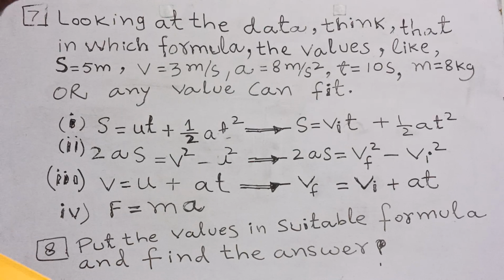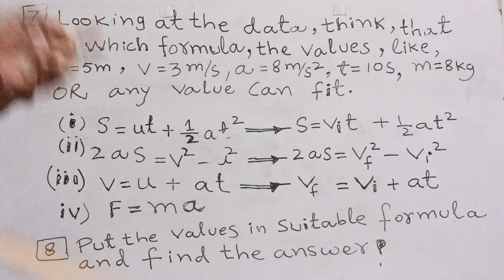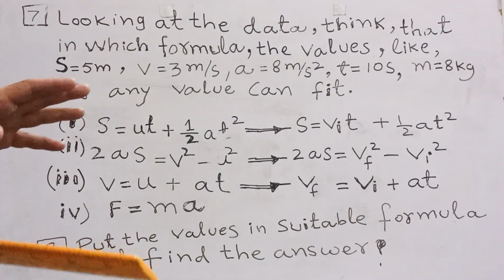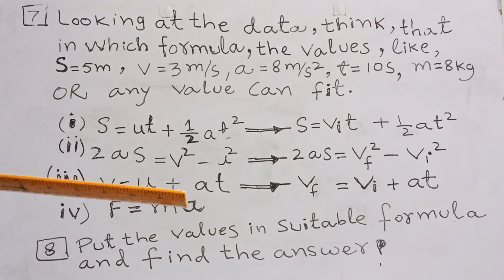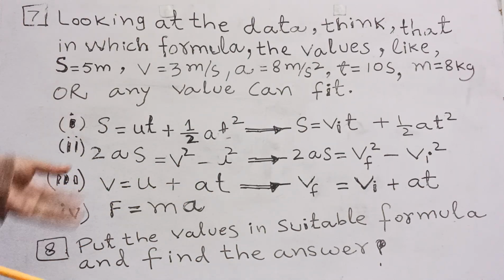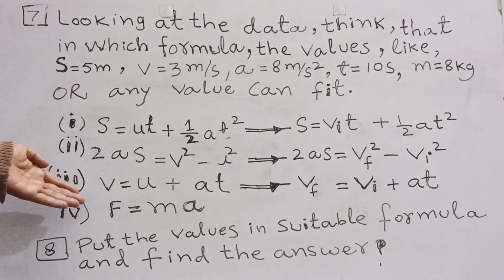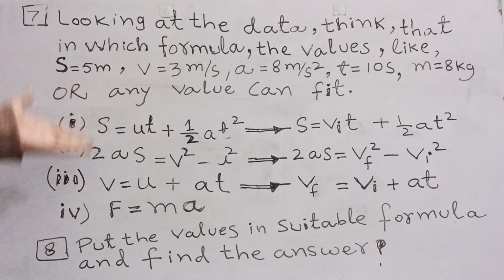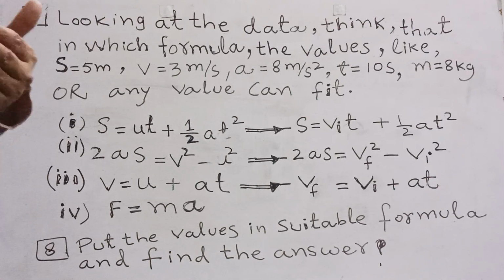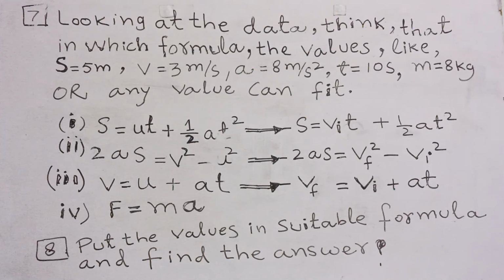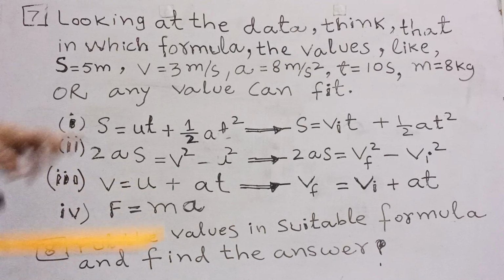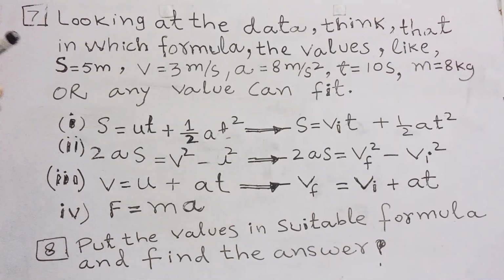Try to remember what formulas you have learned in the theory of kinematics in your chapter, in your books. Not all the formulas are written here, only a few formulas are discussed. There are many other formulas that you will read in your chapter, in your book, in your syllabus. And these formulas are S is equal to ut plus half at square.